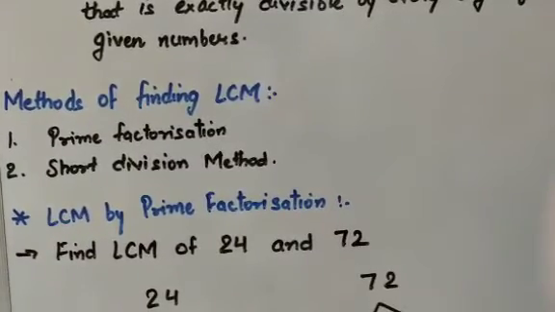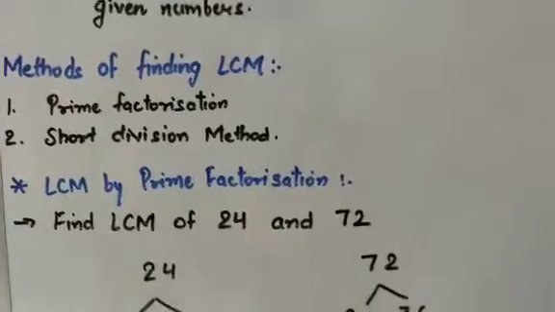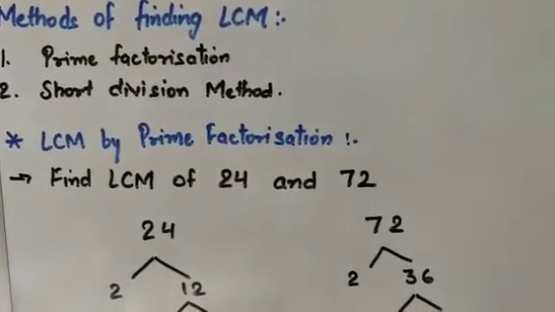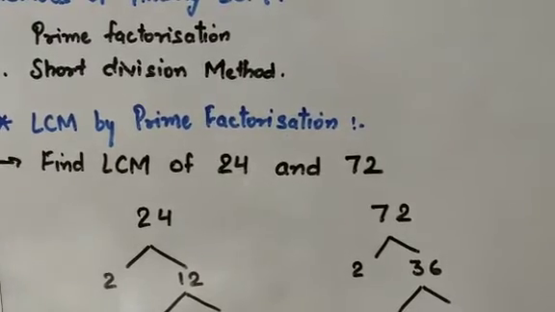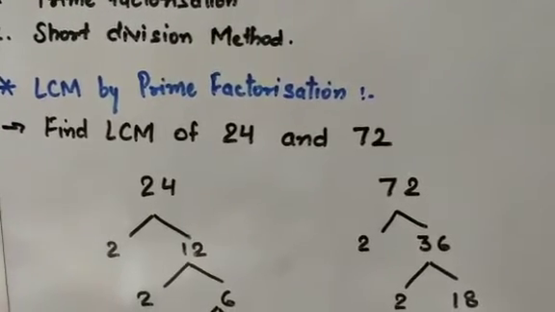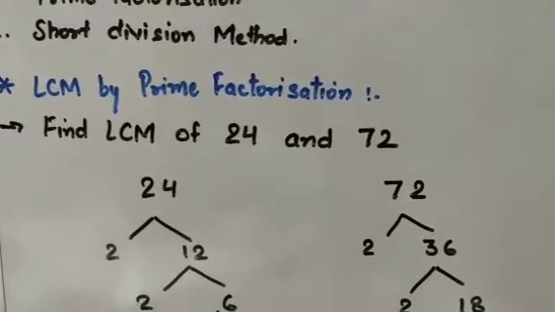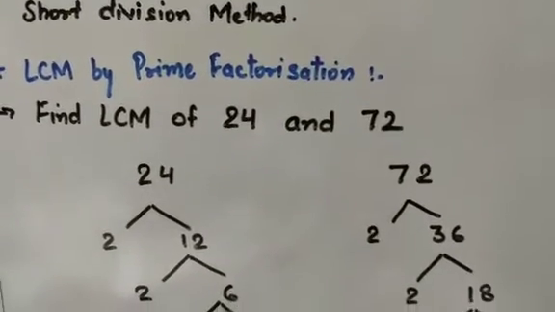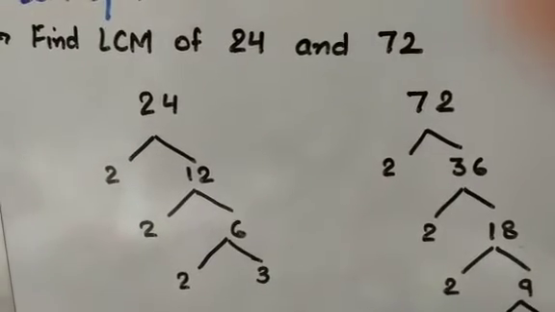There are two methods of finding LCM: prime factorization and short division method. First we will start with prime factorization. LCM by prime factorization of numbers. We have two numbers, 24 and 72, and we have to find their LCM. For this, first of all, we will draw the tree of factors.